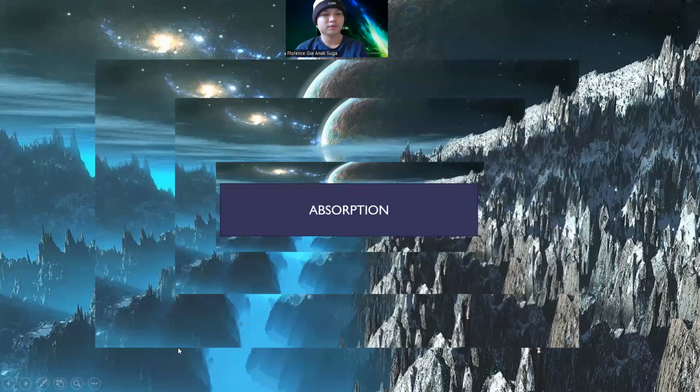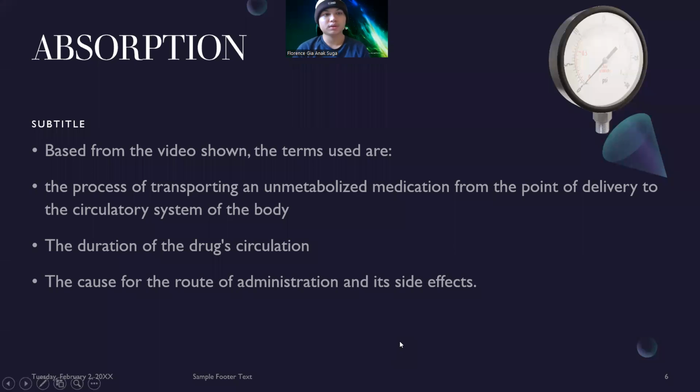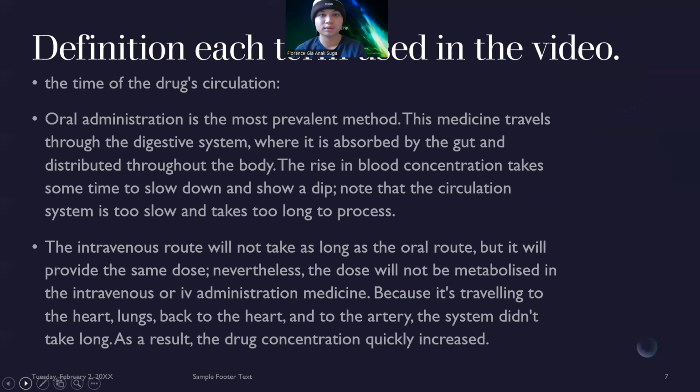Now we move on to the first one, which is absorption, based on the video given in the process of pharmacokinetics. In absorption, the terms used in the video are the process of transporting an unmetabolized medication from the point of delivery to the circulatory system of the body, the duration of the drug circulation, and lastly the cost of the route of administration and its side effects. So the definition of each term used in the video. The time of the drug circulation.